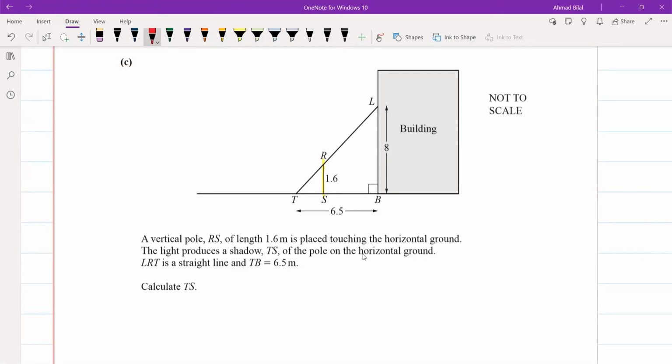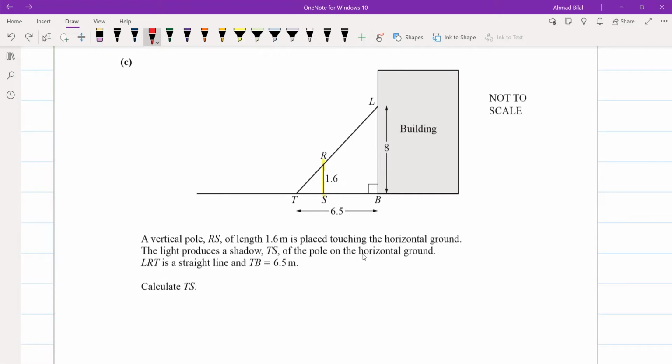Acha. Now this light is producing a shadow of the pole. अब इसका shadow बन रहा है नीचे, जो ये TS से represent हुआ है. So this TS here is the shadow. ठीक है. Now LRT is a straight line. TB is 6.5 meters. So this is the information that's given. We have to calculate TS. TS हमें figure out करना है.